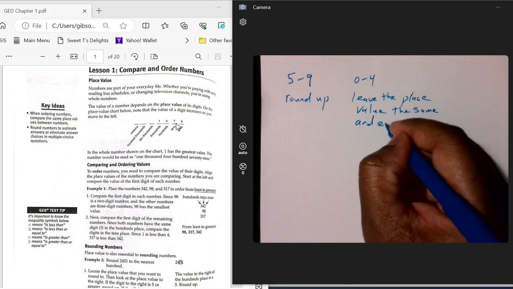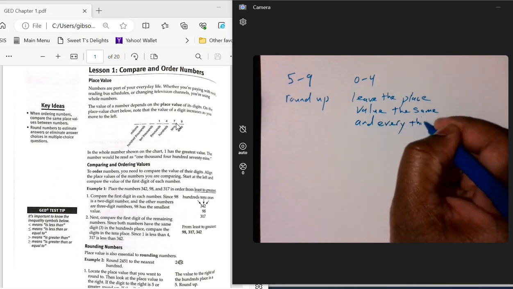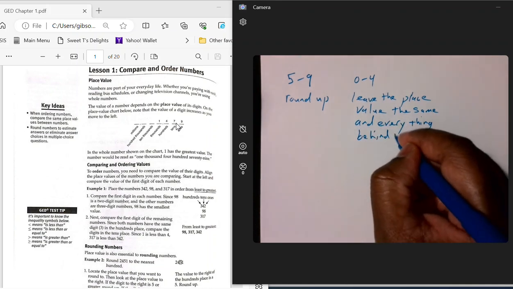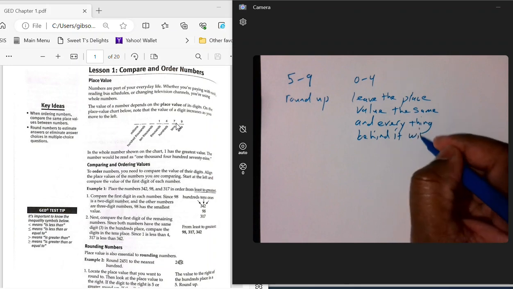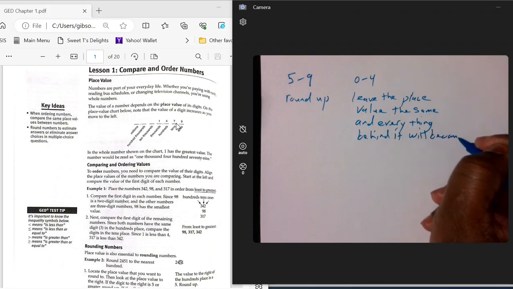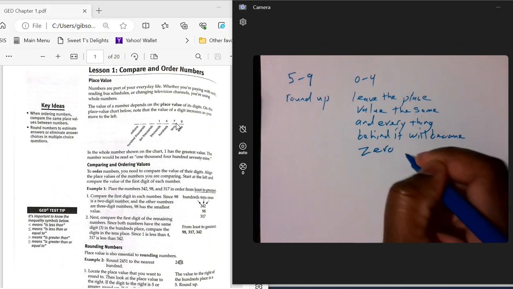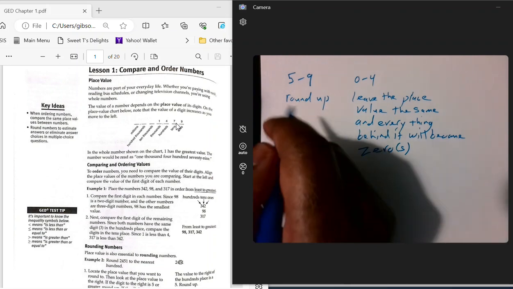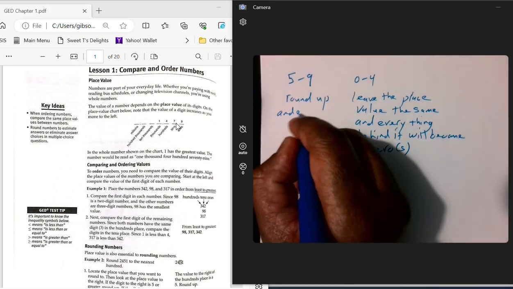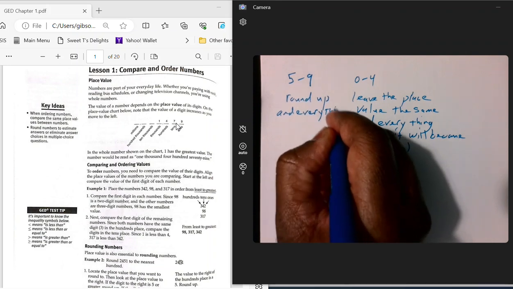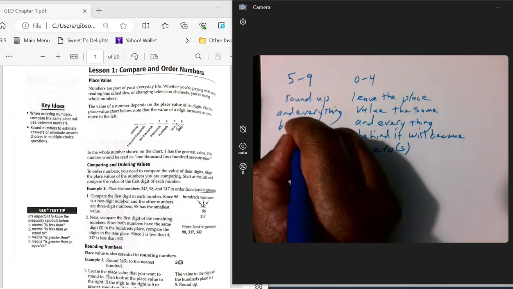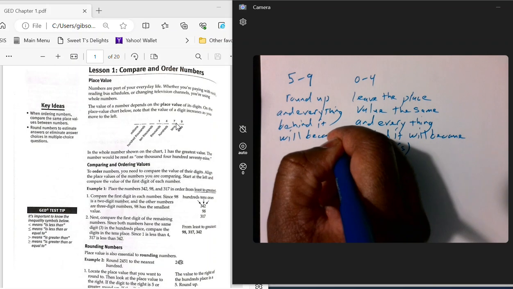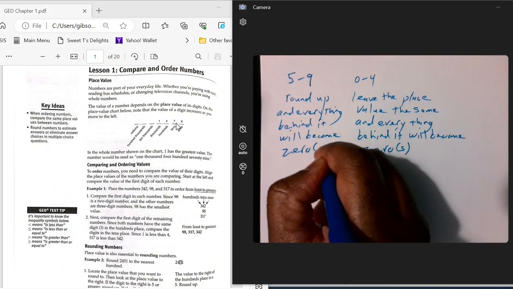And everything behind it, and when I say behind it, I'm talking about the place value, will become zeros. And that's the same thing with the round up. You'll round up and everything behind it will become zeros.